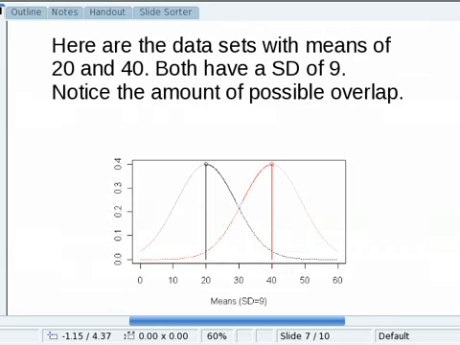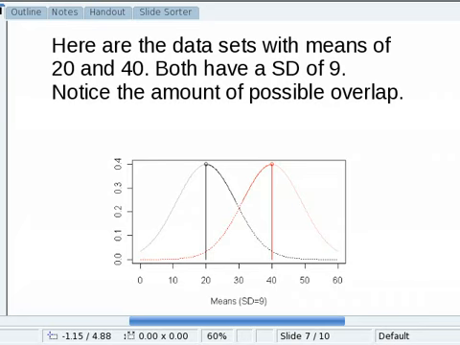Here are the data sets with means of 20 and 40. Now if we have a standard deviation of 9, this part here shows one standard deviation above the mean, and this is one standard deviation below the mean of the red group. Notice the possible amount of overlap here, because one standard deviation is 34% of our distribution. It's quite possible that the means can be a lot closer than what our observed means of 20 and 40 are.